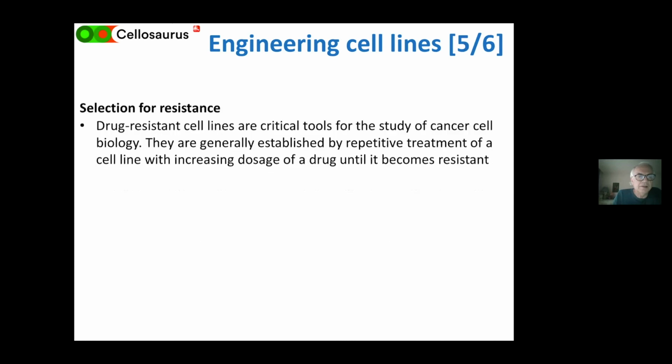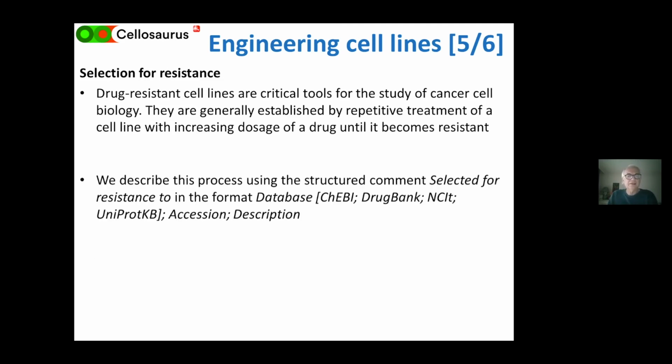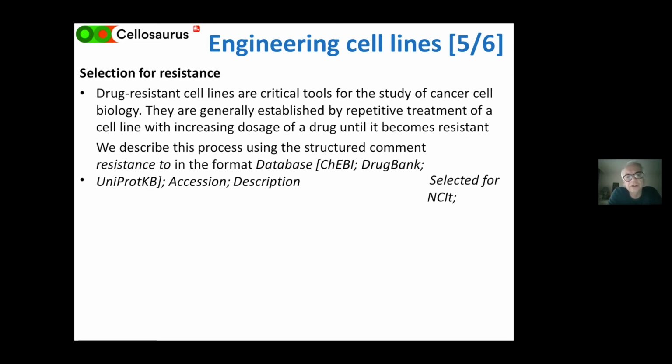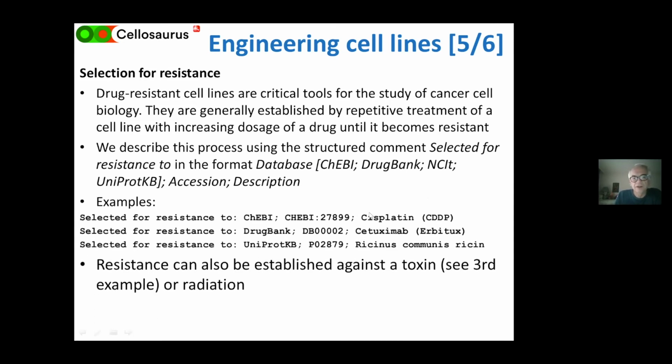And you can also select for resistance to drugs, and that's useful in cancer biology. People are trying to develop drug-resistant cell lines. And again, this is structured, where we say which is the database of the chemical and the accession or description. Here you have a description of a cisplatin resistance, or cetuximab, which is a monoclonal antibody.